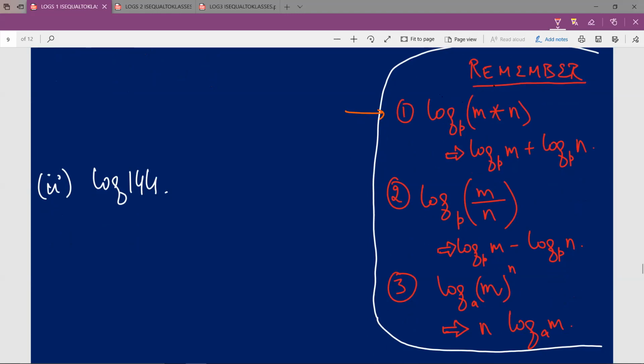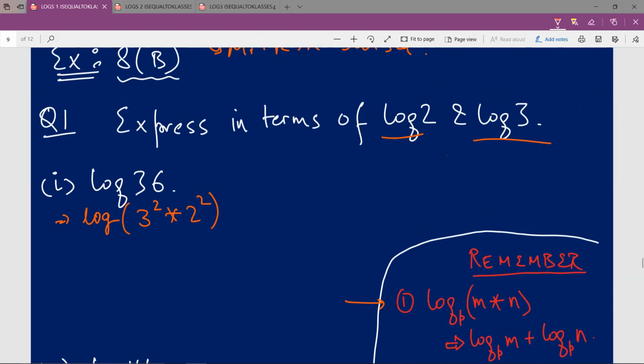Once you have finished the screenshot, I will be using the first law to solve log 3 square into 2 square. So log 3 square into 2 square, I could write as log of 3 square plus log of 2 square. Now, in my previous video, I had mentioned that if there is no base given, I could assume it as 10. So here there is no base given, so I'll assume it as 10. Also, there is no base mentioned here, so I'll assume it as 10.